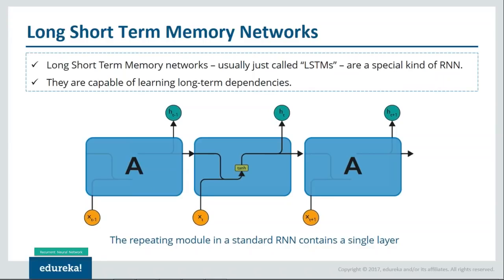Now what are LSTMs? Long short-term memory networks, usually called LSTMs, are nothing but a special kind of recurrent neural network, and these are capable of learning long-term dependencies. Now what are long-term dependencies? I've discussed that in the previous slide, but I'll just explain it to you here as well.